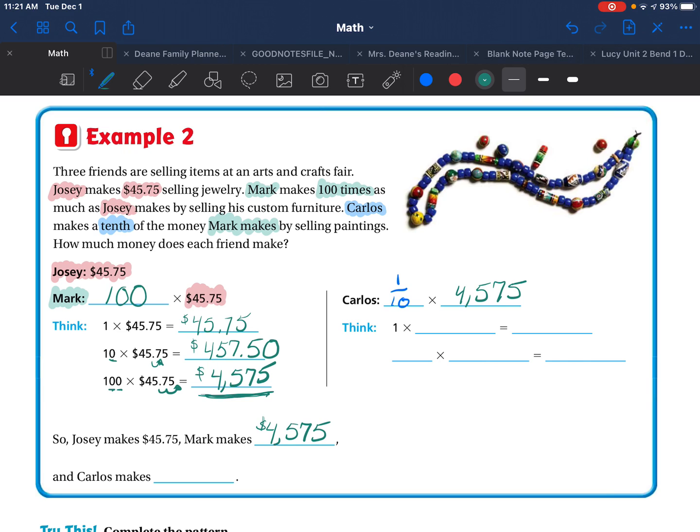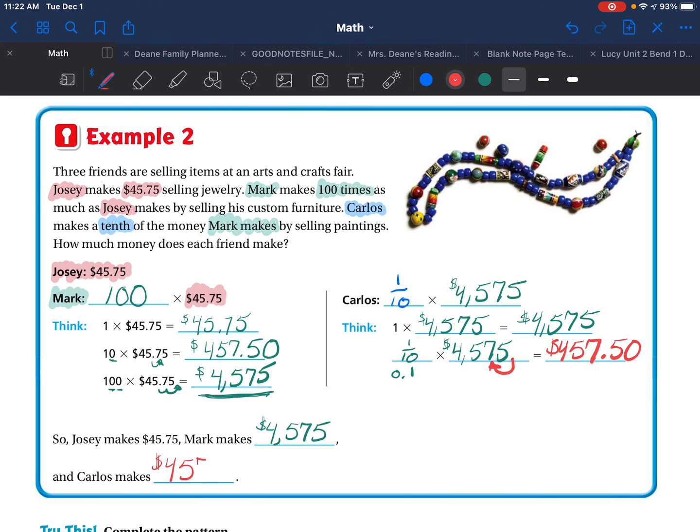So they have the pattern kind of set up for us. We know it starts with 1 times 4,575. Nothing changes there. Then the next thing would be 1/10 or 0.1 like that times 4,575. And remember, because this is decreasing, we're going to actually move to the left now. So we're going to go from here to here. So Carlos is going to bring home $457.50.